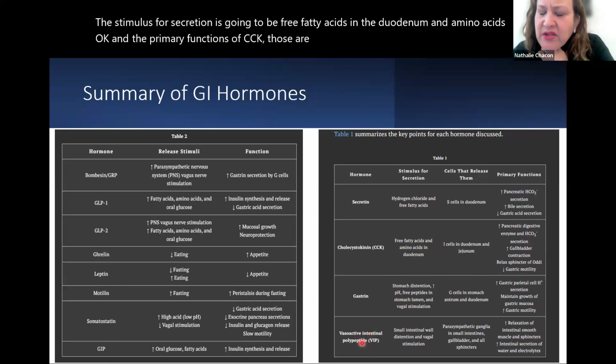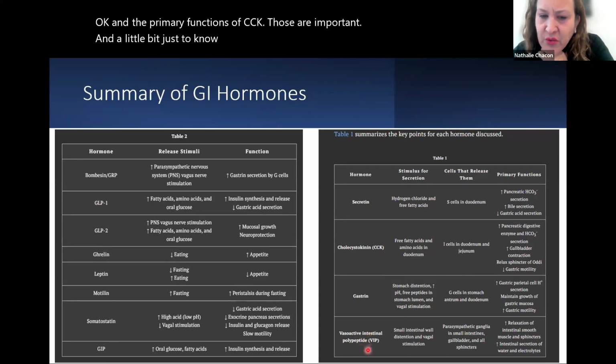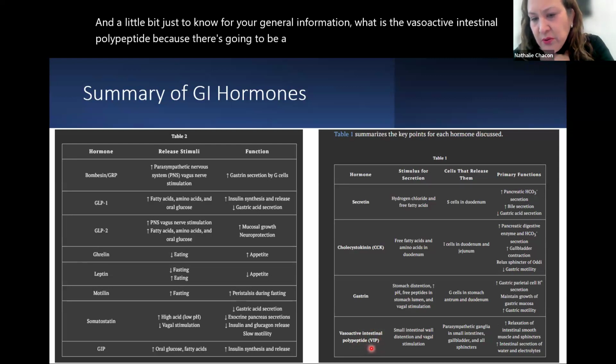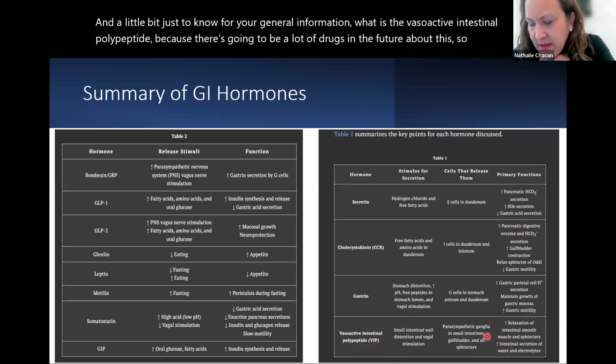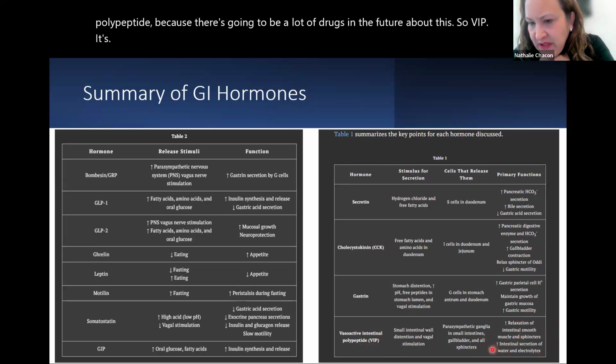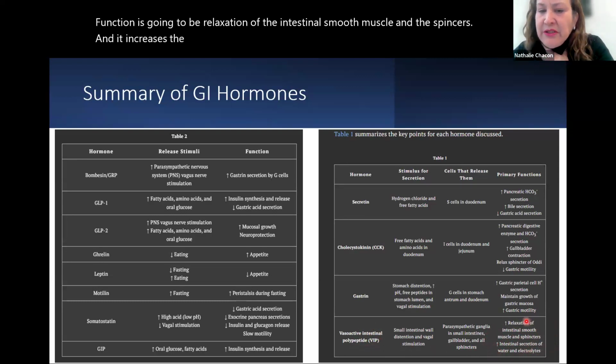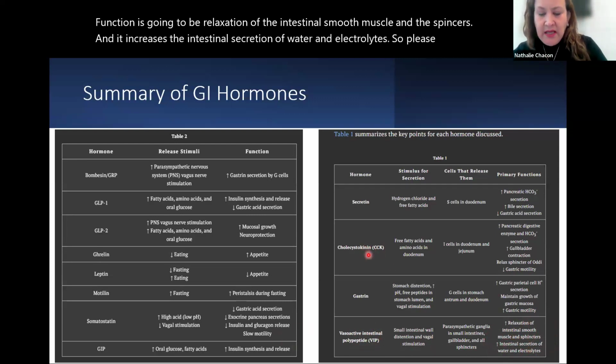And just for your general information, what is the vasoactive intestinal polypeptide? Because there's going to be a lot of drugs in the future about this. VIP's function is relaxation of the intestinal smooth muscle and the sphincters, and it increases the intestinal secretion of water and electrolytes. So please focus basically on CCK, okay?